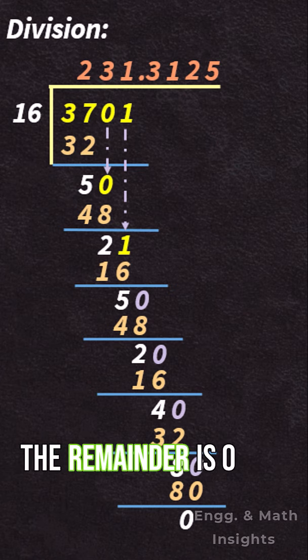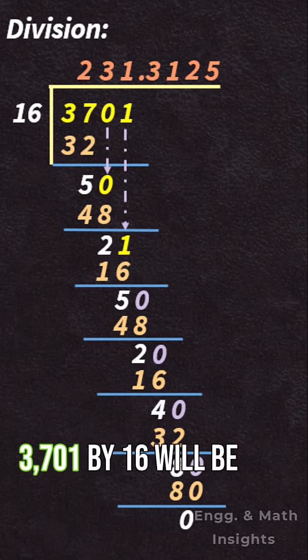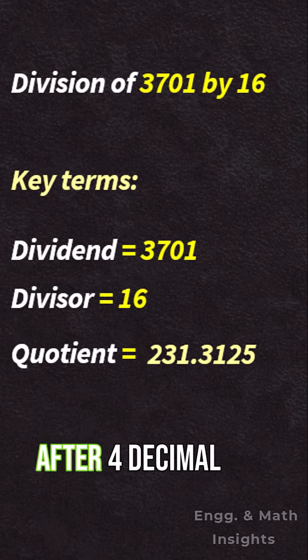Now the remainder is 0 and the division ends here. So the final answer when we divide 3701 by 16 will be 231.3125. This is up to 4 decimal points.